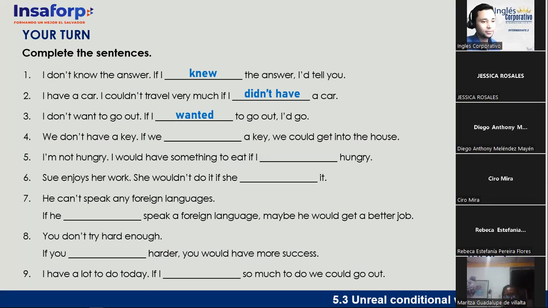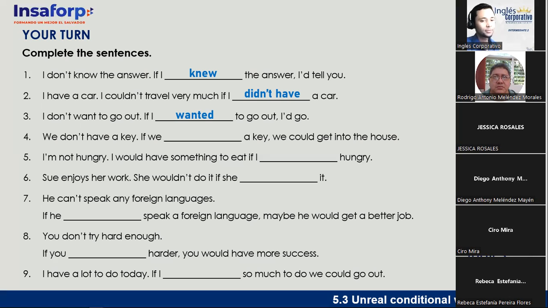We don't have a key. If we had a key, we could get into the house. Correct. Very good. We don't have a key. If we had a key, we could get into the house. Si tuviéramos la llave, podríamos entrar a la casa. Thank you, Rodrigo. That's very good. Great. Number five. Volunteer, please.